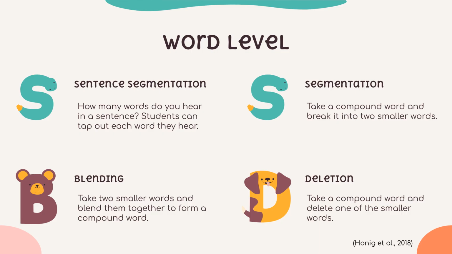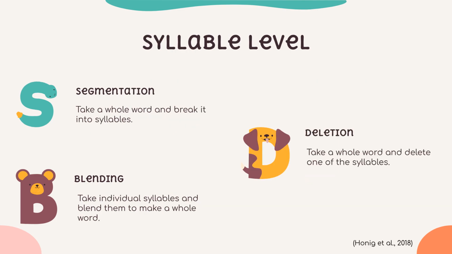At the word level, students need to understand sentence segmentation, which is how many words that you hear in a sentence. And students can do this by tapping out each word they hear. They also need to understand segmentation, which is taking a compound word and breaking it into two smaller words. Blending, which is taking two smaller words and blending them together to form a compound word. And deletion, which is taking a compound word and deleting one of the smaller words.